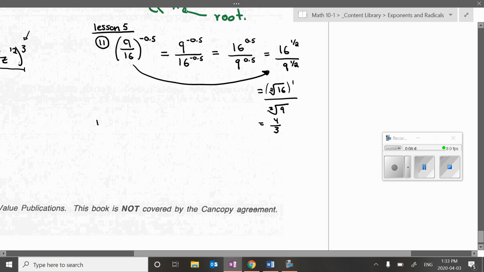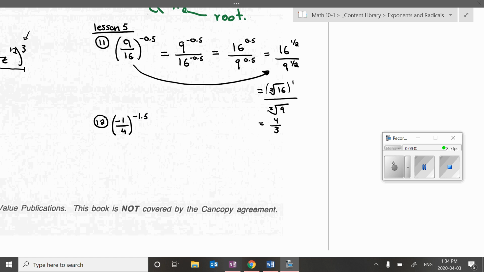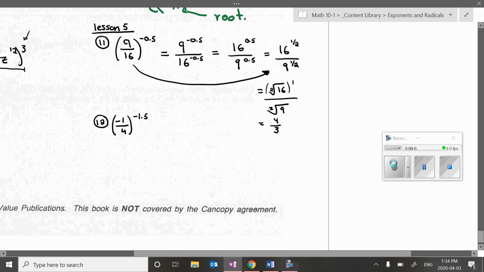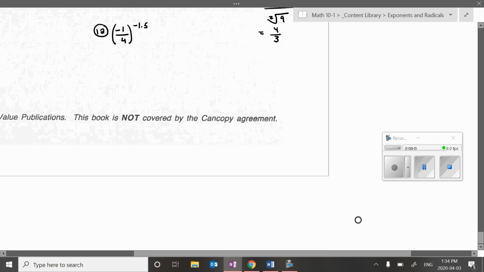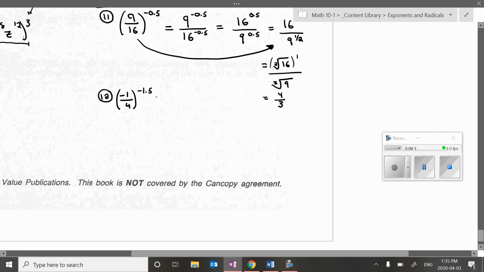The last question I'm going to do is number 12. So in this one, I have negative 1/4 all to the power of negative 1.5. Okay, so in this question, I'm going to go through it a little bit quicker to show you how I could do this in less steps than I did the previous question. So this negative exponent doesn't get rid of the negative in my term or in the base. It only gets rid of the negative when I reciprocate it.